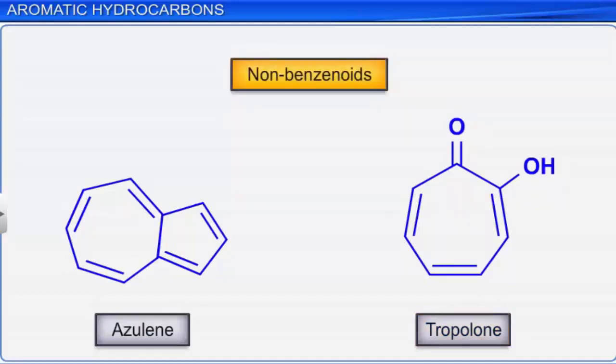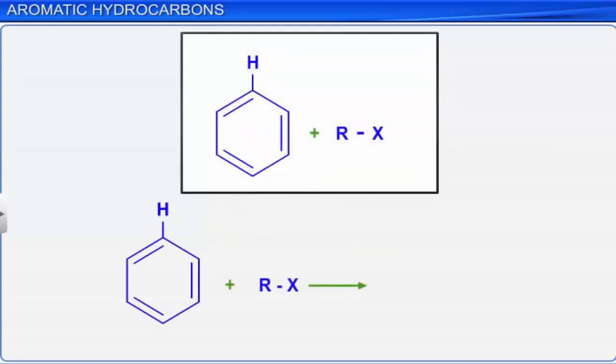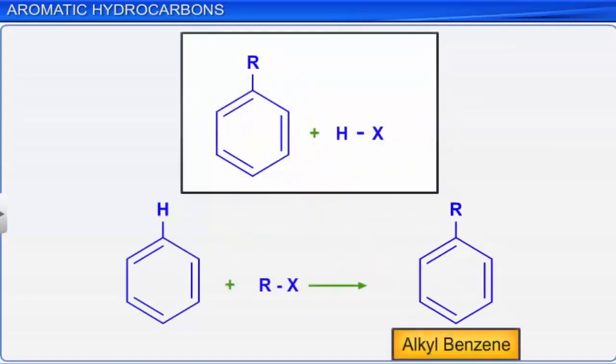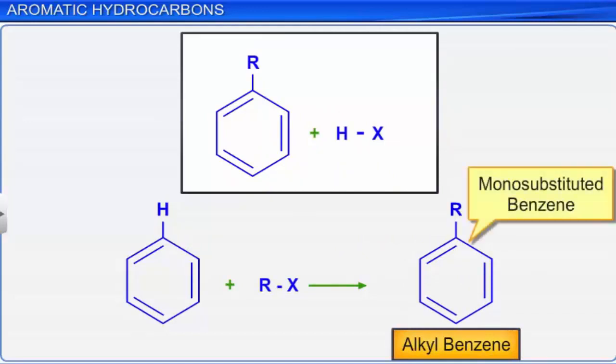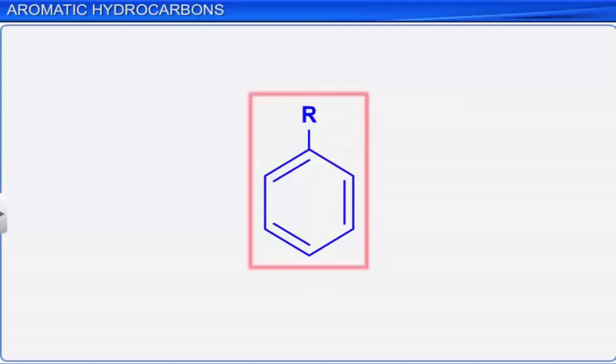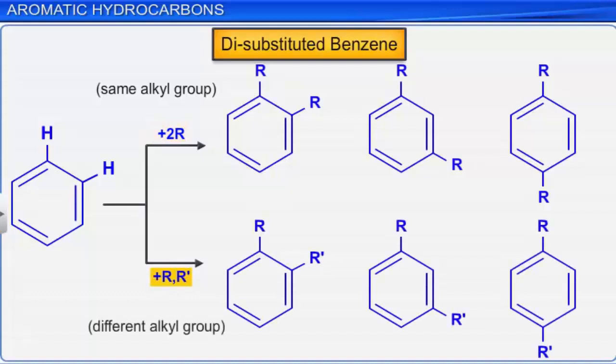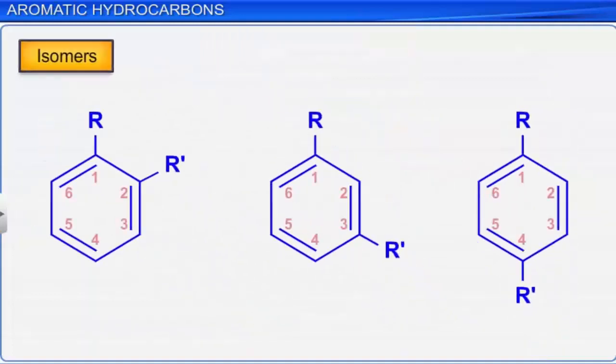All 6 hydrogen atoms in benzene are equivalent. Therefore, replacing a hydrogen atom with an alkyl group yields only one type of monosubstituted product. Thus, the monosubstituted products of benzene do not show isomerism. However, when 2 hydrogen atoms of a benzene ring are replaced with 2 similar or different alkyl groups, there is a possibility of formation of 3 isomers. These differ in the position of the alkyl group. Thus, disubstituted products of benzene show position isomerism.